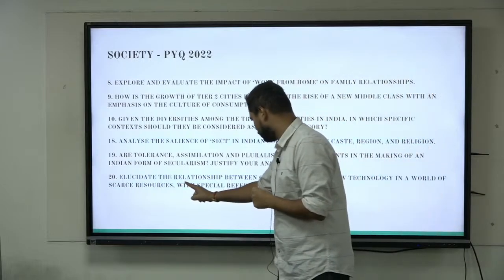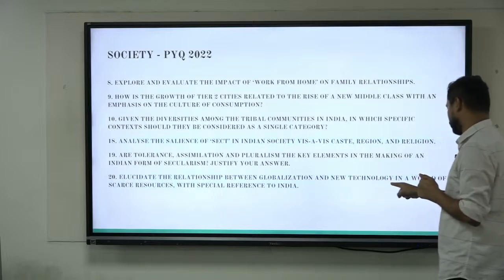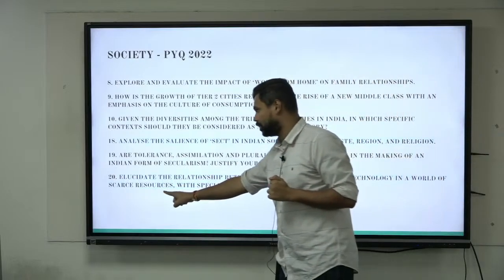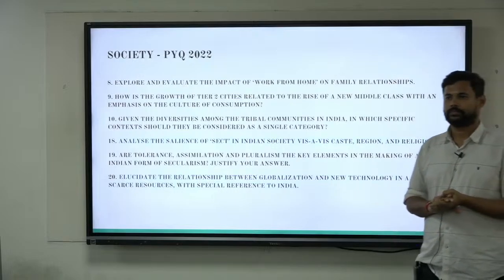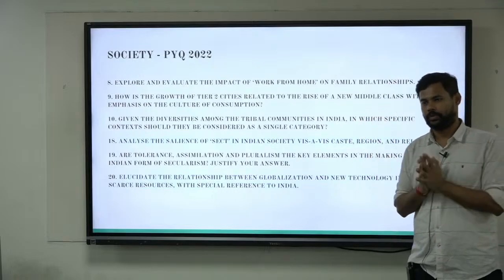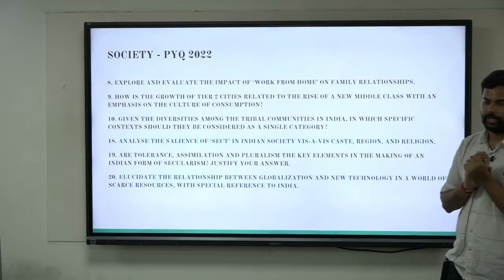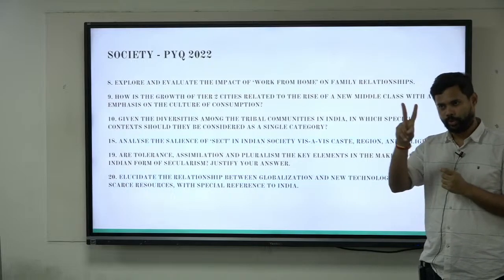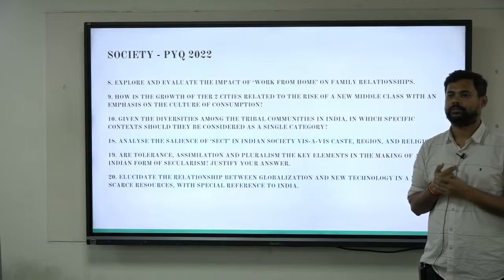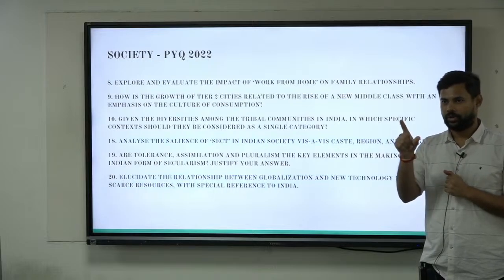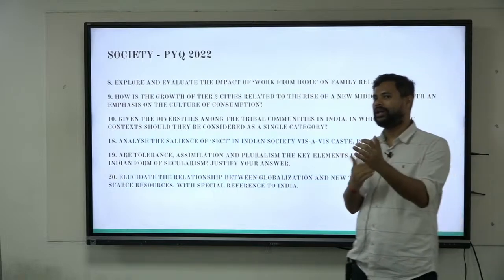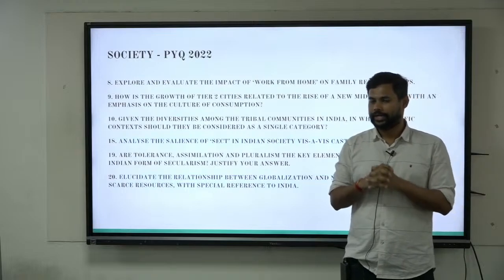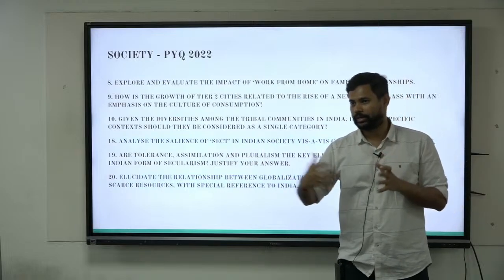Elucidate the relationship between globalization and new technology in a world of scarce resources with special reference to India. Globalization. Okay, that question comes on globalization. So two years you saw. Can you see any recurrence there? Are you seeing this? Okay. So if you can see the recurrence, it is not only about creating one model answer and stopping there. It is building depth on that.